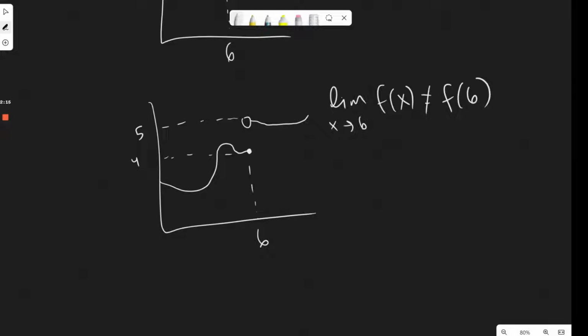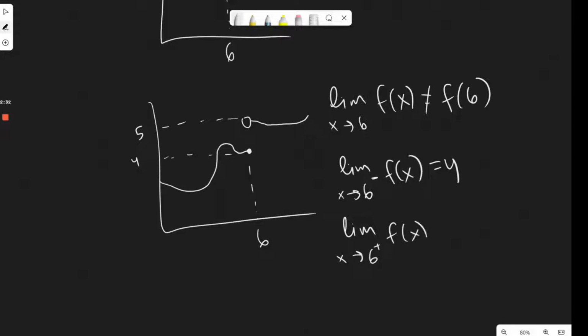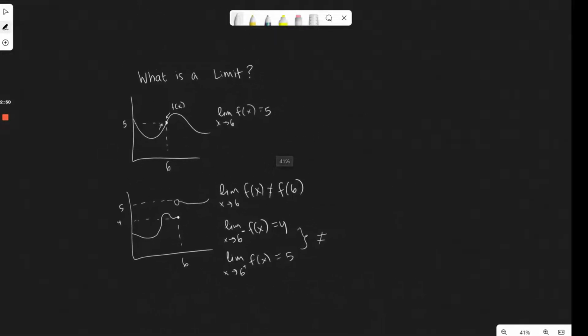So from the left-hand side, which we'll write like this, the limit as x approaches 6 from the left-hand side of f of x, this is clearly approaching 4. But from the right-hand side, which we write with a little positive sign in lieu of this negative sign, the limit of f of x is approaching 5. Now, these two are not equal, and so we can say that since the left-hand limit and the right-hand limit are not equal, the limit at this x-coordinate does not exist.